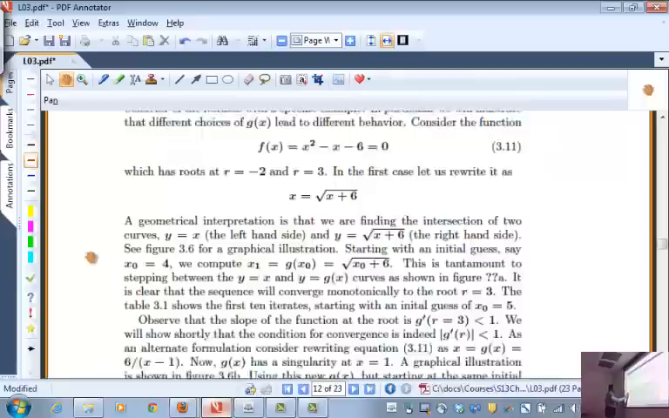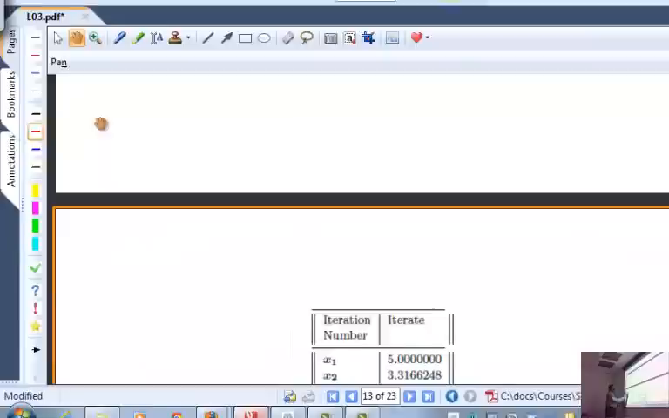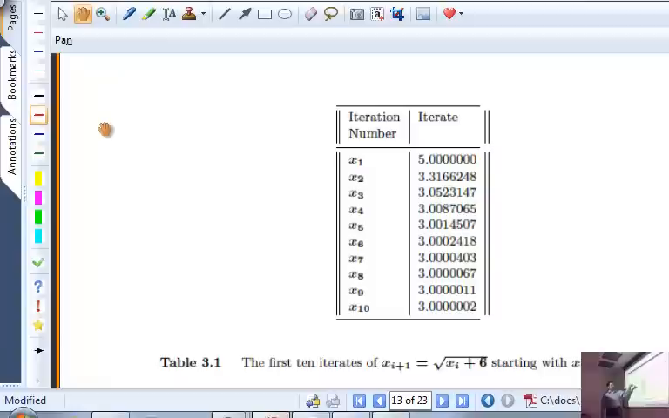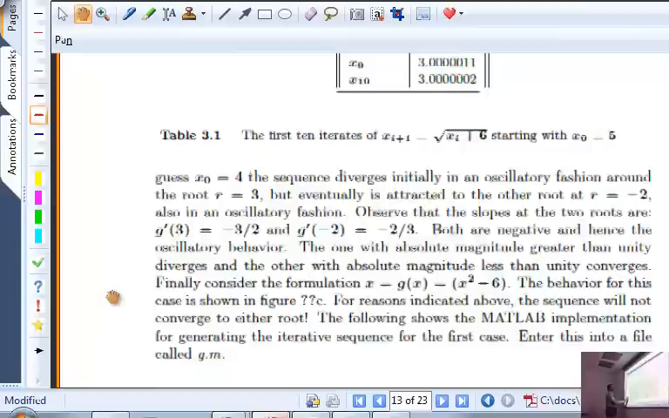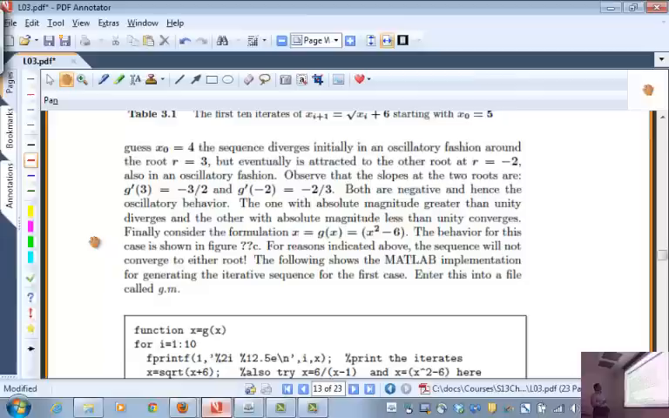I just want to introduce the basic idea. So this is for that particular iteration. Starting at 5, you write a small MATLAB file to generate the successive iterates, and you will find that it converges to 3 in about 10 iterations. Then you may want to go through this in detail. What would happen if, instead of picking x0 equal to 5, I pick x0 equal to some other number?